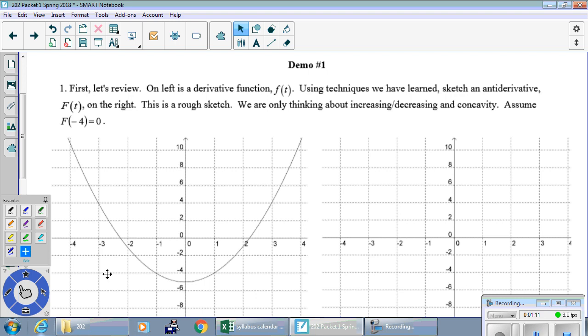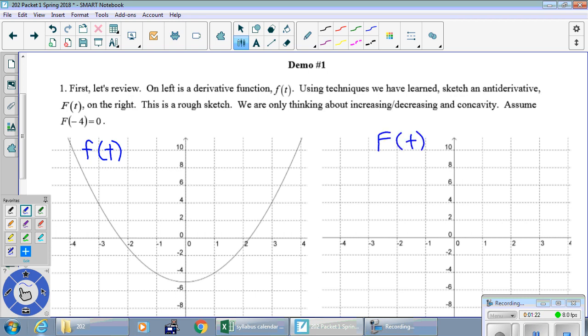So let's make sure we're okay with the difference between lowercase f and capital F. So lowercase f is this function right here, and capital F is the one that we are trying to graph ultimately over here. And it says that capital F is an antiderivative of little f, which means if you take the derivative of capital F, you get little f. So I'm just going to be thinking about capital F from this point forward on this problem.